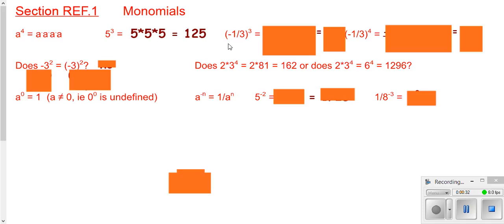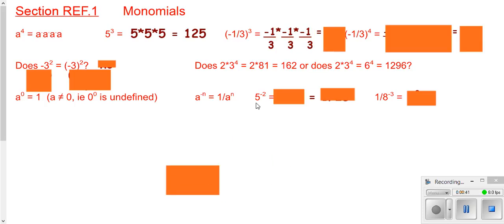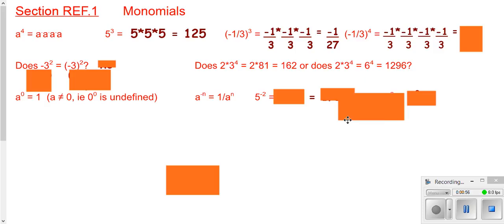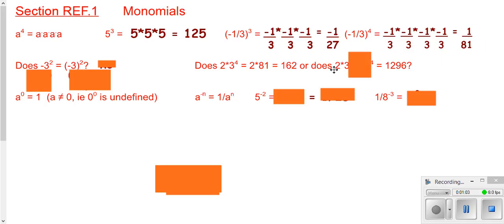When I look at negative 1/3 all cubed, that's a negative 1/3 times a negative 1/3 times a negative 1/3. So the exponent tells you how many times you're multiplying that number together by itself. And so we multiply the tops, we multiply the bottoms, because that's how we multiply fractions, and we get negative 1 over 27. So negative 1/3 to the fourth means it's negative 1/3 multiplied together 4 times. Once again, multiply the tops, you get a positive 1, multiply the bottoms, you get 81.